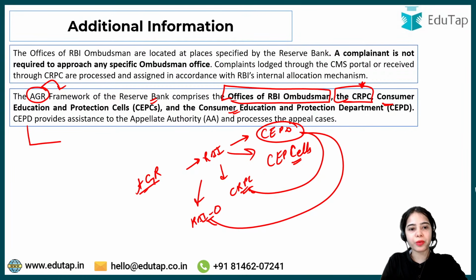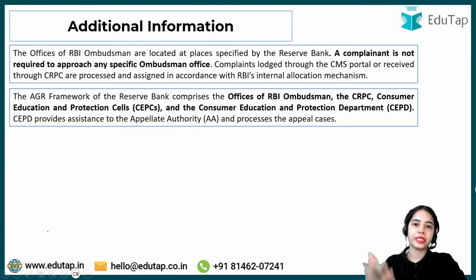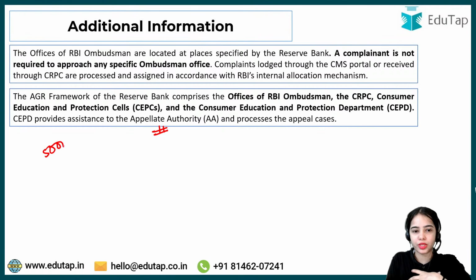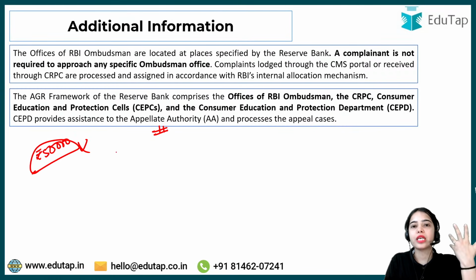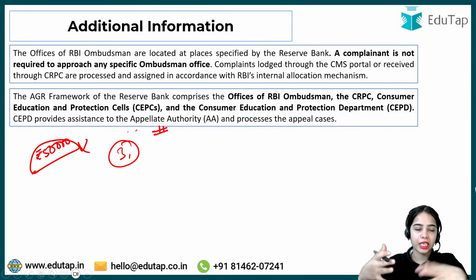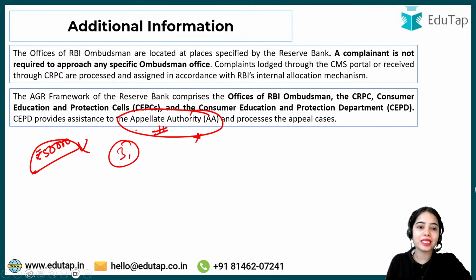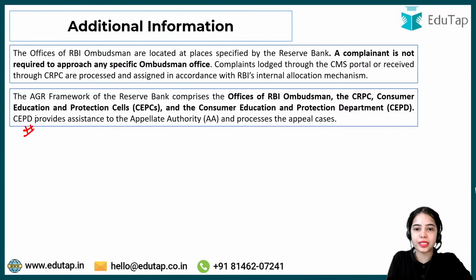The Consumer Education and Protection Department provides assistance to the appellate authority and processes the appeal cases also. Let's say you are not satisfied with your compensation, you got the compensation of 50,000. But you are not satisfied with this compensation because you also faced mental anguish, you also faced mental harassment and such. So you want to appeal against this compensation. You want the compensation of 3 lakh for your mental anguish and such. So you can appeal to the appellate authority, which is assisted by the CEPD.